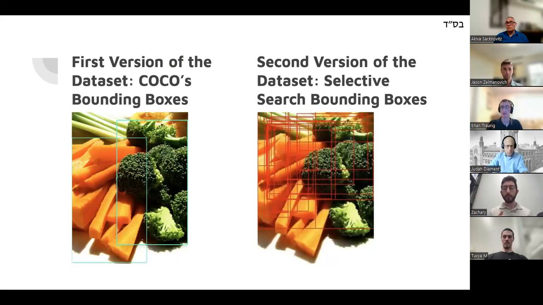The second version was to create examples based off of using selective search. As Ethan explained above, that's a way of generating many bounding boxes for an image. We ran that algorithm on the images, and we picked out some of those bounding boxes for each object within the image. We had a few criteria for which selective search bounding boxes we would choose. For one, they had to completely encompass the bounding box that COCO provided. And two, they couldn't be too much bigger than the COCO bounding boxes.